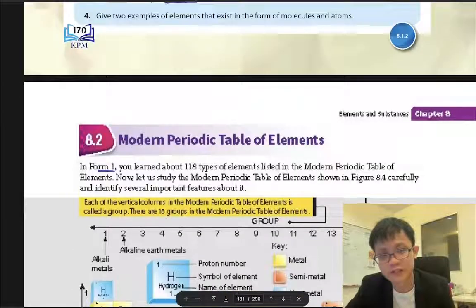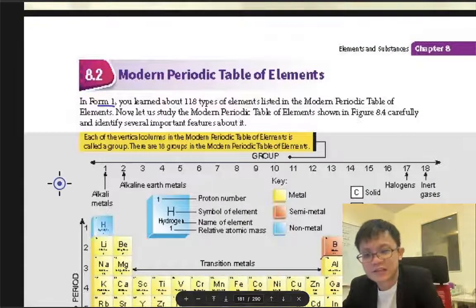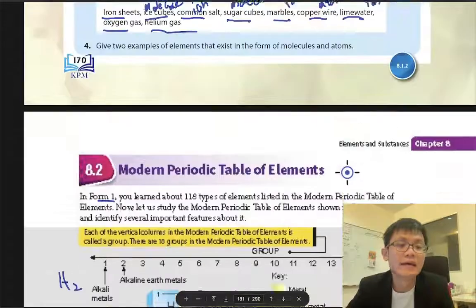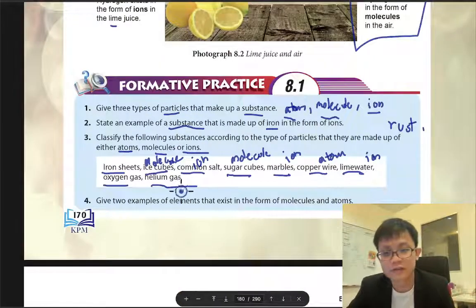He2. Hydrogen is hydrogen gas, H2. Helium gas, He2. So it's still the same thing. Two atoms combine, so it's a molecule.